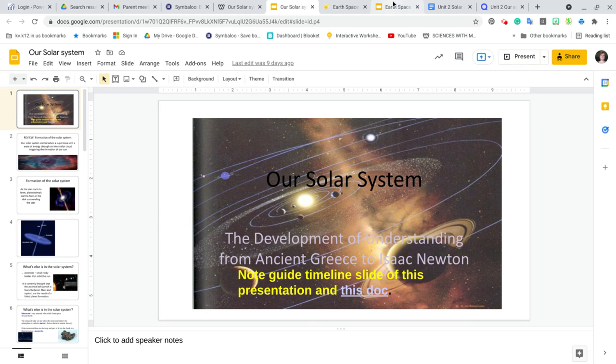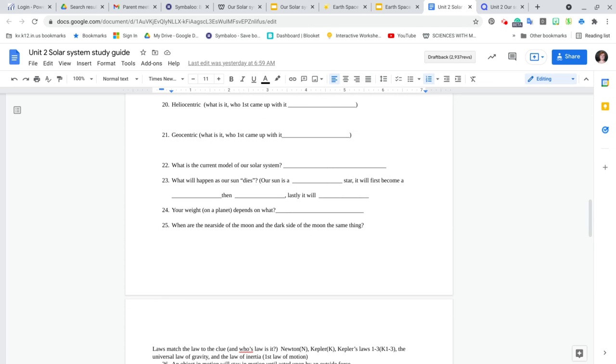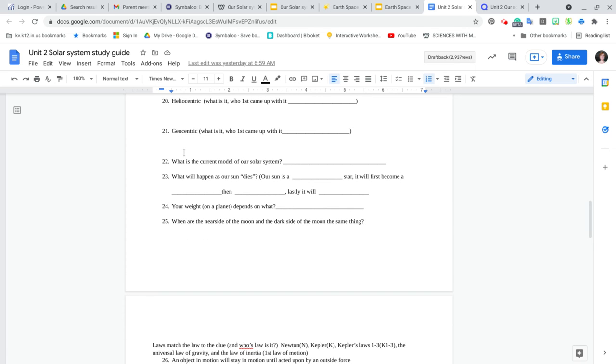If you don't have your notes handy, what is the current model of our solar system? Well, hopefully you can remember or you can jump back over there. What happens as our sun dies? So, what's our order, in other words? Our sun is a main sequence star. Then what? Then what? And lastly, it will be what? That was also in the Kahoot.